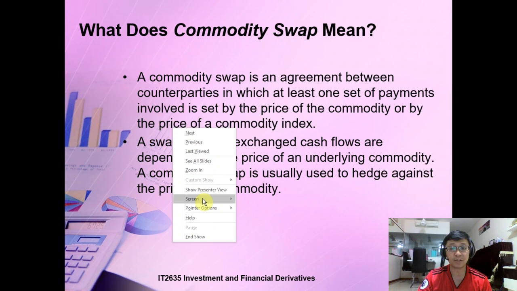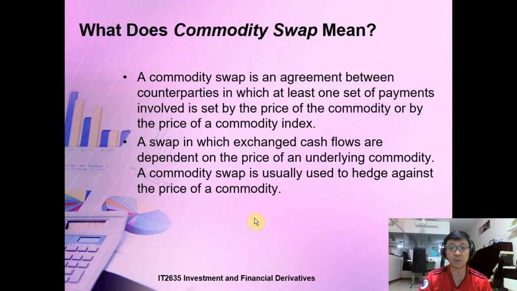So what's a commodity swap? It's basically focusing on the commodity. You are swapping a commodity with the price of the commodity index. So that's something that we will try to talk about. It's still an agreement between two parties on the swapping arrangement. In this case, it's a swapping of commodity plus the cash flow, the price of the commodity.